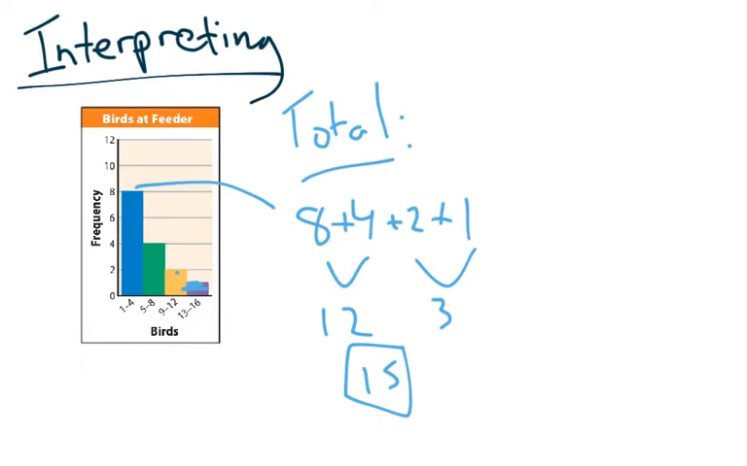And then maybe ask a question like, hey, what's most likely to happen? What's least likely to happen? Most likely to happen, since this is about birds at a feeder, is you're going to see 1 to 4 birds at a feeder. If you're really, really lucky, you're going to see 16 birds. But the data doesn't show that that happens that frequently. It happened once out of 15 times. Whereas 1 to 4 happened about half the time, because 8 is just over half of 15.